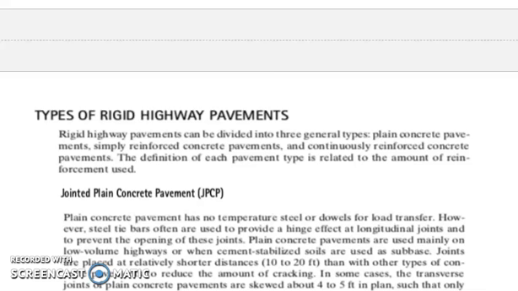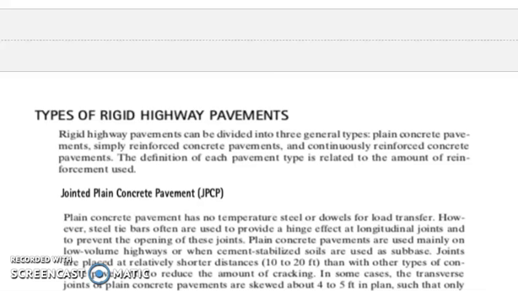Plain concrete pavement is used mainly on low volume highways or when cement stabilized soil is used as sub-base. Then our simply reinforced concrete pavement has dowels for the load transfer of traffic load across joints, with these joints spaced at larger distances, ranging from 30 to 100 feet. Temperature steel is used throughout the slab, with the amount dependent on the length of the slab. Tie bars are also commonly used at longitudinal joints.